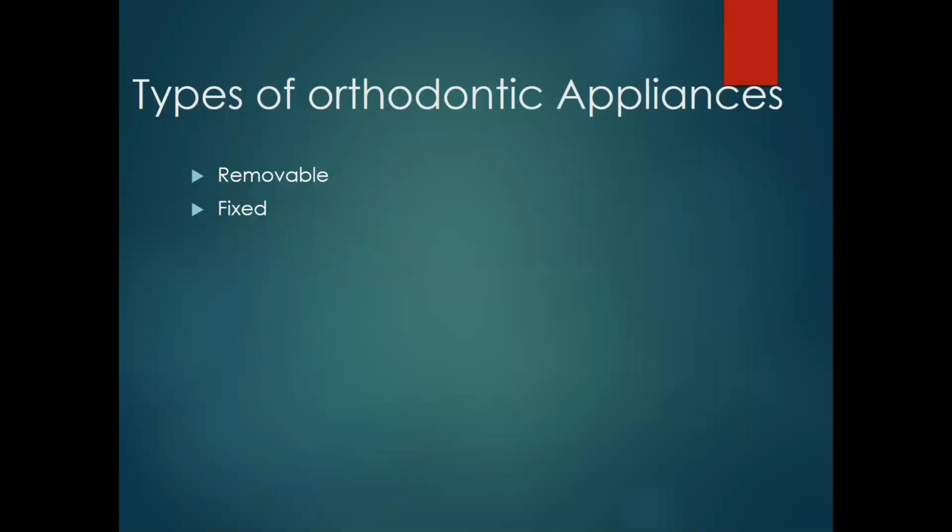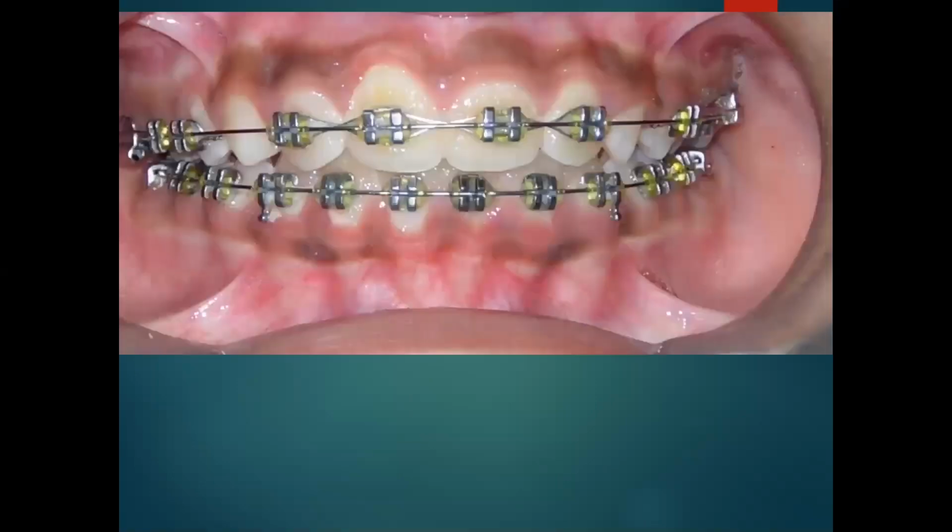Removable is what we call those appliances which the patient can remove from their oral cavity, and fixed appliances are those which are fixed, and the patient is unable to remove them from the oral cavity. However, the dentist or the operating orthodontist could remove the appliance. This definition is completely based on the patient's criteria. If the patient can remove the appliance, we call it a removable appliance. If the patient cannot remove the appliance, we say it is a fixed appliance.